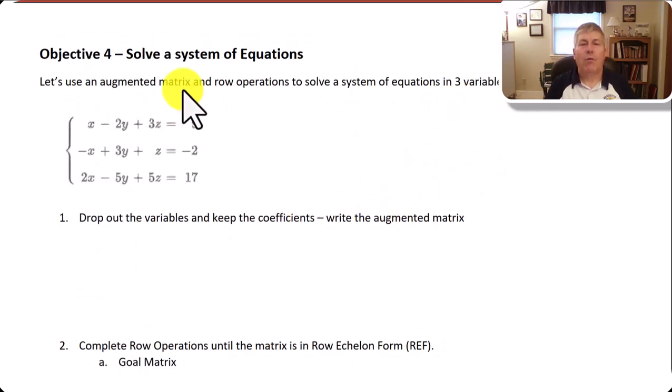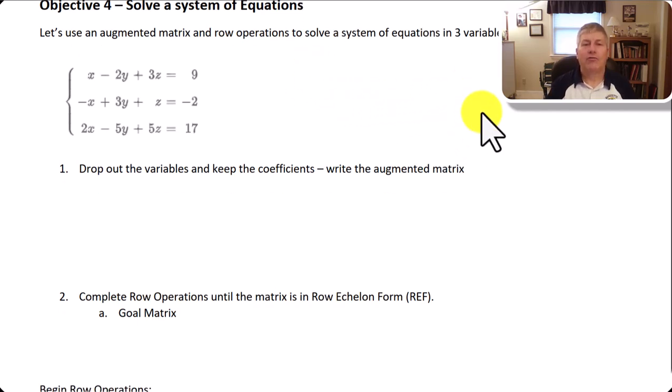In Objective 4, we're going to solve a system of equations using an augmented matrix and row operations to solve the system of equations in 3 variables. So we're going to drop out the variables and keep the coefficients and write our augmented matrix.